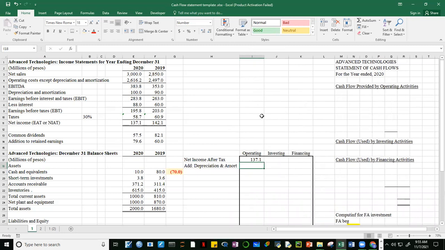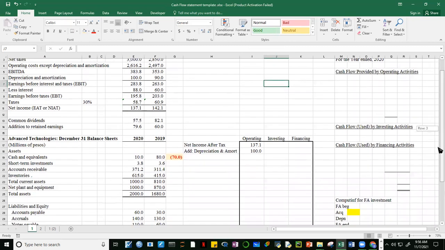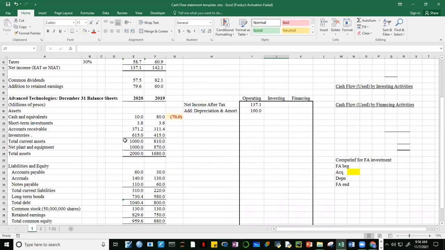So we're going to adjust it and add it back. So for 2020, this was 100. Okay. So the total cash flow from operations was 237.1. Okay. And then we go down the line, we take a look at the changes as far as the balance sheet is concerned. Okay. So let's start with this first one.